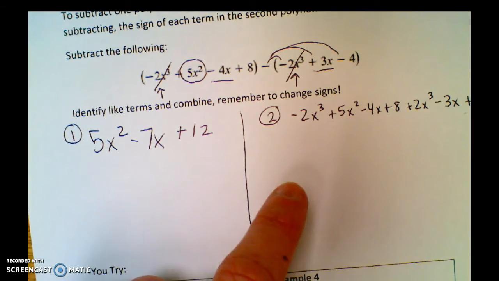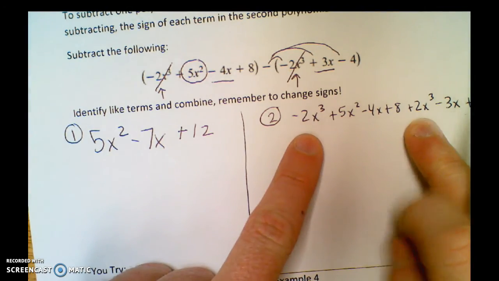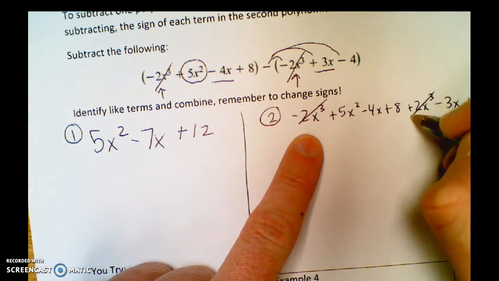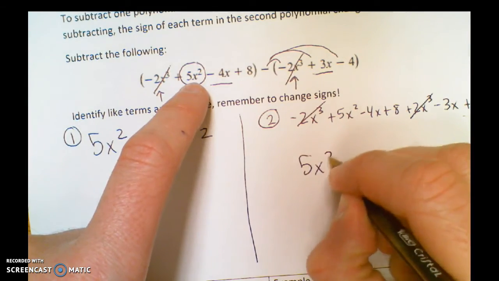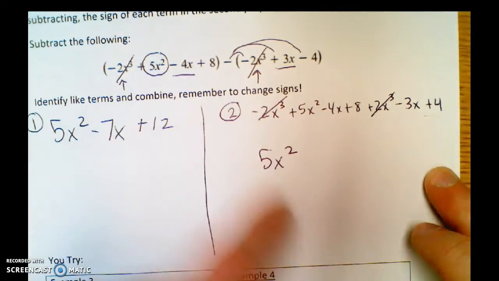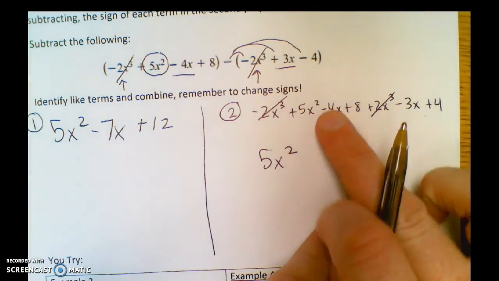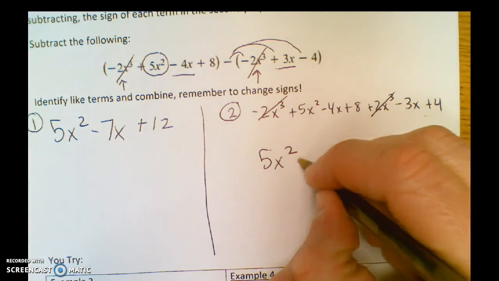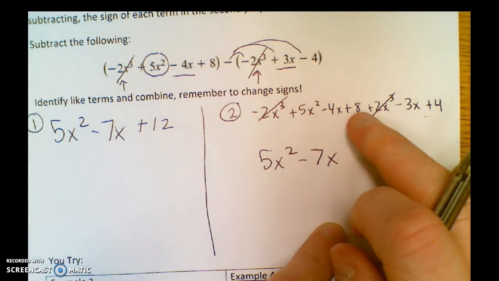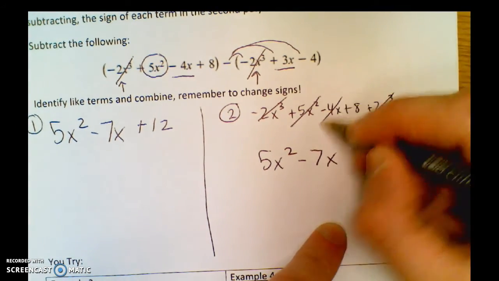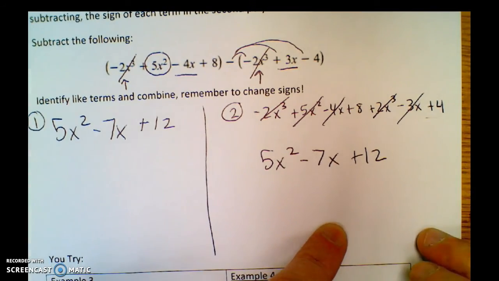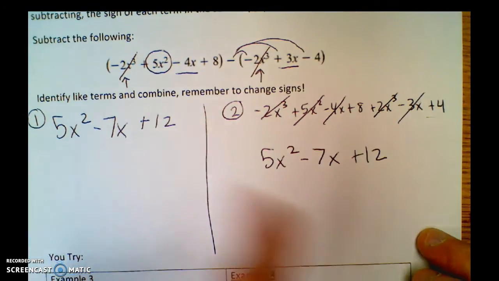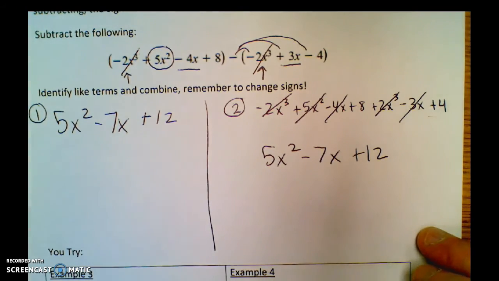And now you can just combine like terms. The x to the thirds cancel out because they're the opposite of each other. 5x squared does not have a partner. There is no other x squared term. Negative 4x minus 3x is negative 7x. And 8 plus 4 is 12. So there you go. Same answer. Either method you can use. It doesn't matter to me.